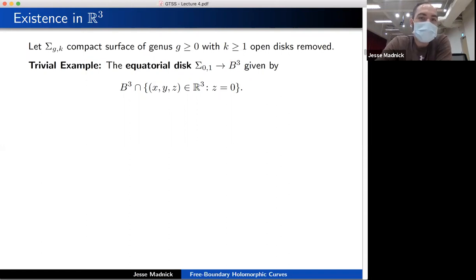So the simplest example is the trivial one. This is the equatorial disk. You just take the 3-ball and you intersect it with the plane z equals 0. That is a free boundary minimal surface where the topology is a disk.